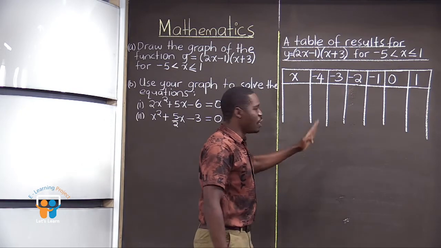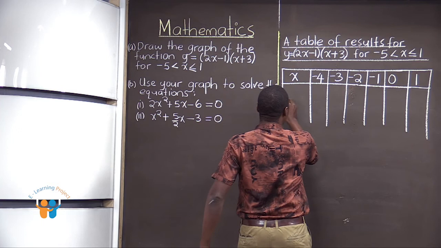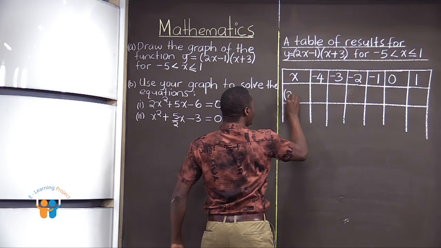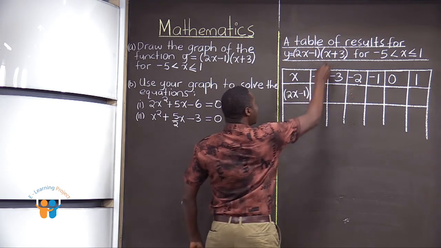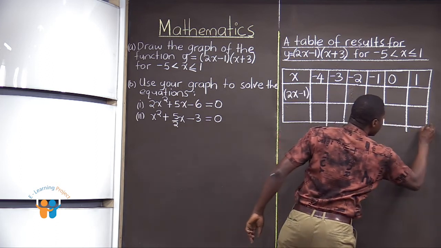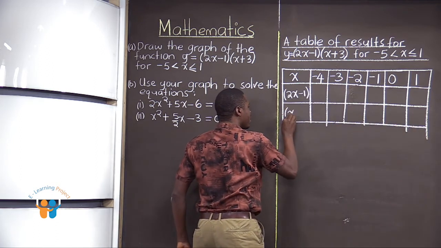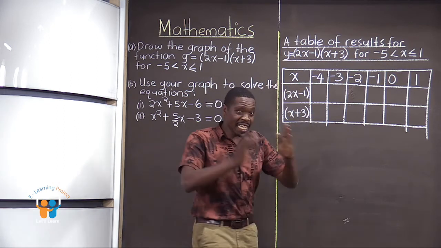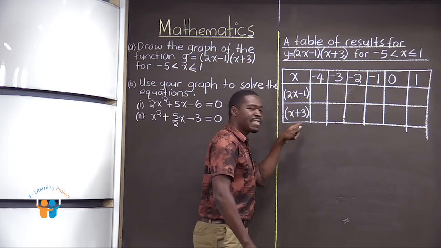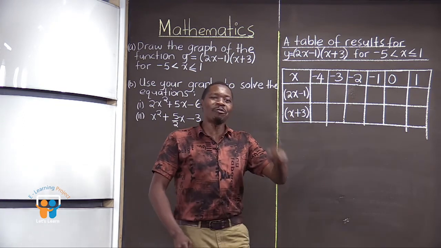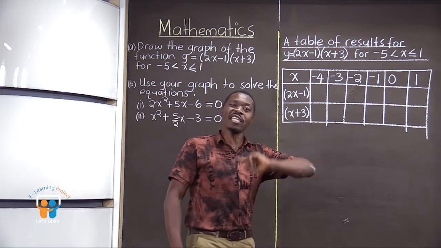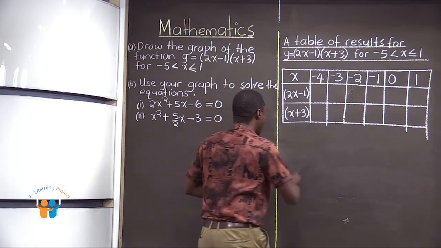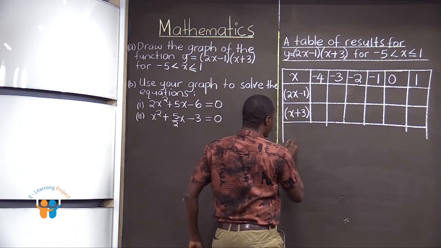But after writing the values of x, what are we going to get? We are going to get the first bracket, which is 2x − 1, and then the second bracket, which is x + 3. So we have the 2x − 1 in its own home, and we have the x + 3 also in its own home. But we said in our table of results, the values of x must come first. And then lastly, what do we have? The values of y. So we need another row here for the values of y.